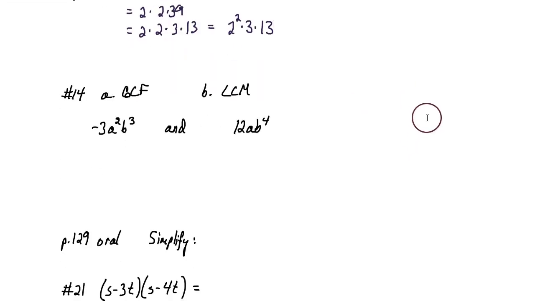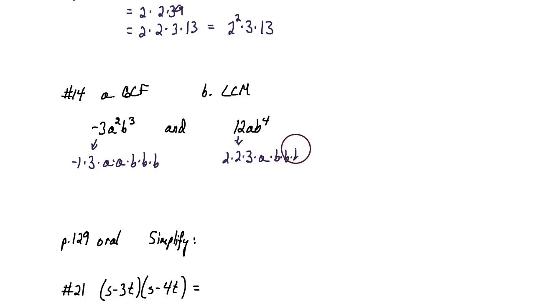Number 14, we're going to find the greatest common factor and the least common multiple. To help us do that, we can factor out this expression or expand out this expression. This is equal to -1 times 3 times A times B times B times B. This one over here is equal to 2 times 2 times 3 times A times B times B times B times B. Make sure you agree that the number 12 prime factors into 2 times 2 times 3.